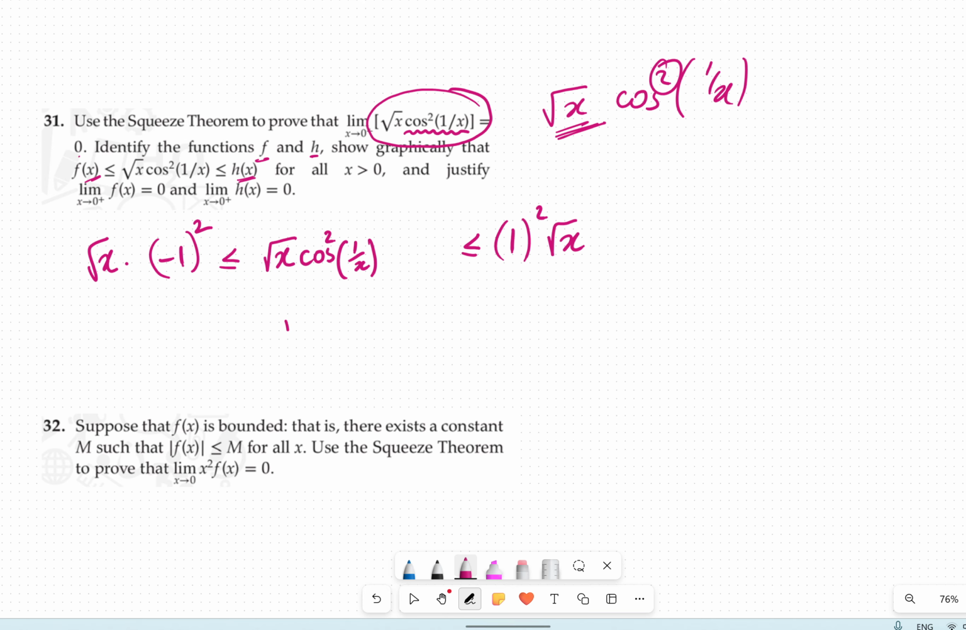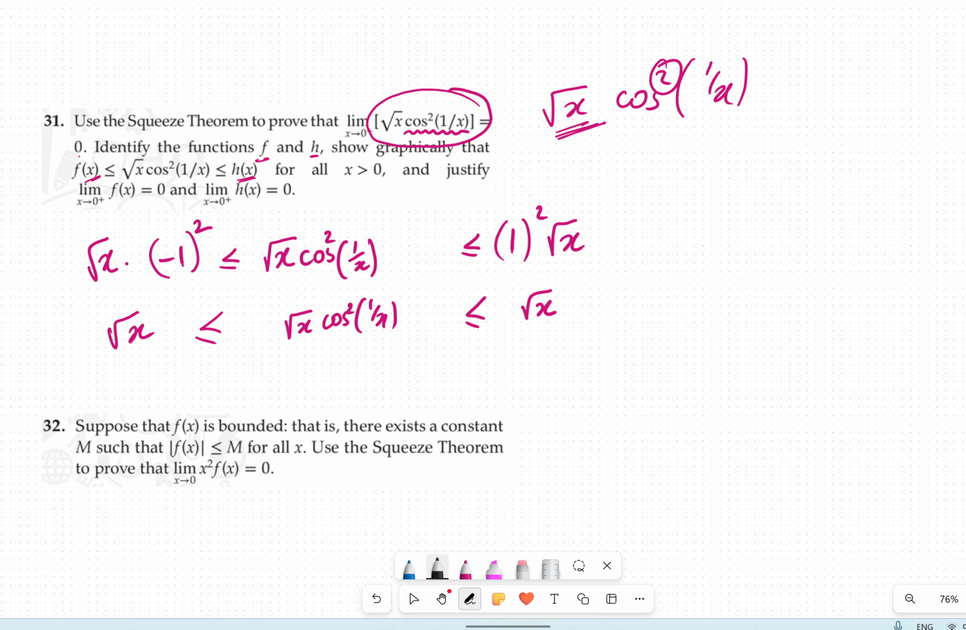So now, root x cosine squared 1 over x is bounded between 1 squared is 1, 1 times root x is root x, and minus 1 squared will be 1, times root x is root x.